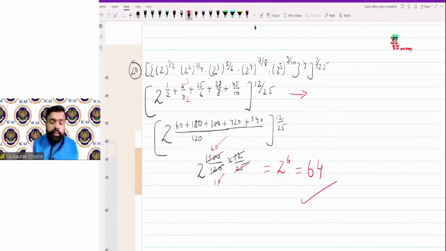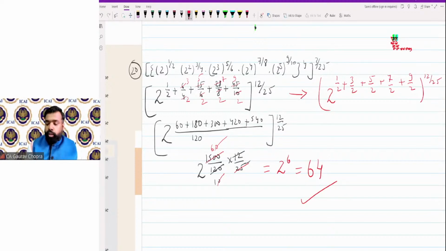15 and 6 can be cancelled with the help of 3. It will become how much? 5 by 2. Then 28 and 8 can be cancelled with the help of 4, 7 by 2. And then 45 and 10 cancelled with 5, it will become 9 by 2. So what is left? 2 to the power of half plus 3 by 2 plus 5 by 2, 7 by 2, and 9 by 2 whole to the power of 12 by 25.